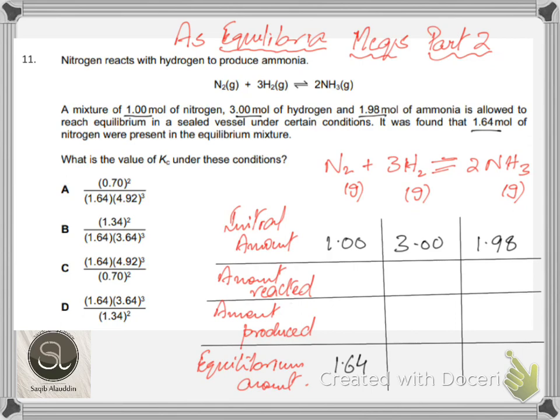Now we have to determine the expression for Kc. But in this question, you should see that initially you had 1 mole of nitrogen and at equilibrium you have 1.64 moles, which means there is an increase in the number of moles of nitrogen, which is only possible if before equilibrium the reaction was actually shifted backwards. So when the equilibrium was reached, some ammonia is broken down into more of nitrogen and hydrogen.